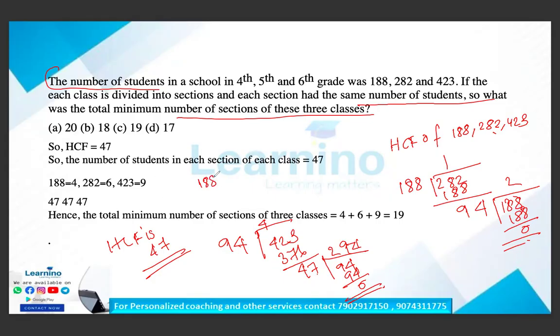So 188 divided by 47. For finding the number of sections of each class, 188 divided by 47 is equal to 4. 282 divided by 47 is equal to 6. 423 divided by 47 is equal to 9. So the total minimum number of sections of these classes will be 4 plus 6 plus 9 equal to 19. 19 will be the answer.